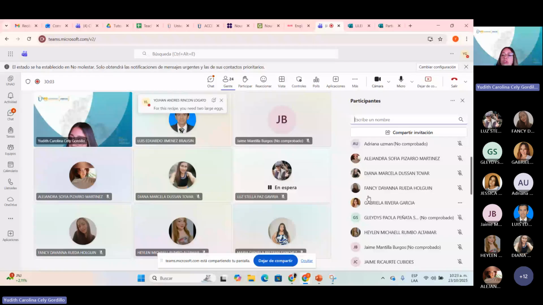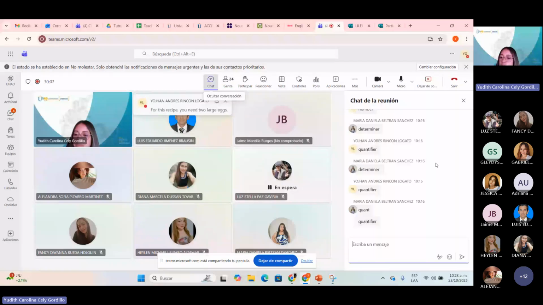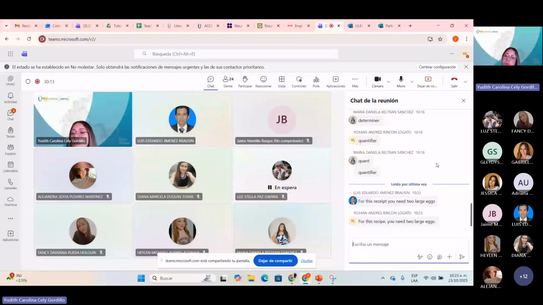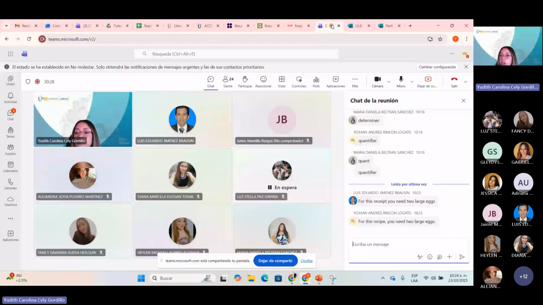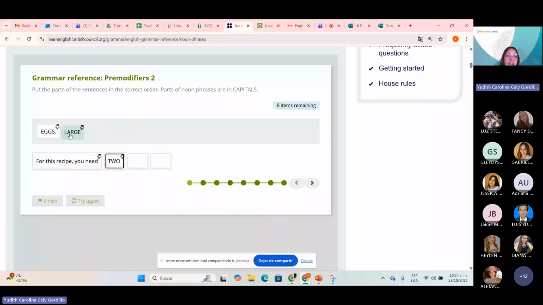That's right, Luis. For this recipe, you need 2 large eggs. That's right, Luis and Johan. We're going to organize this statement that you are going to tell me. For the recipe that you mentioned, for the recipe, you need 2 large eggs. Let's continue.